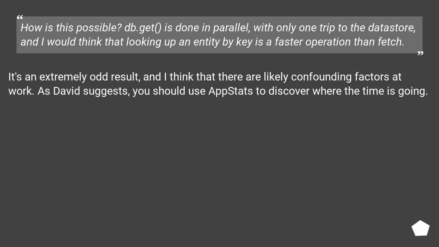How is this possible? db.get is done in parallel, with only one trip to the datastore, and I would think that looking up an entity by key is a faster operation than fetch. It's an extremely odd result, and I think that there are likely confounding factors at work. As David suggests, you should use appstats to discover where the time is going.